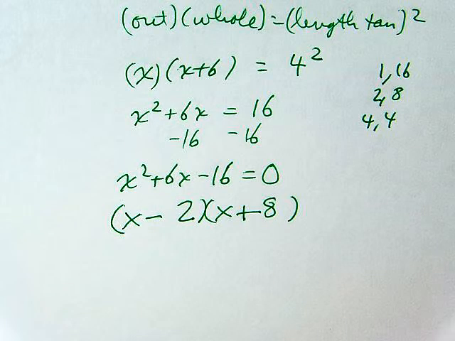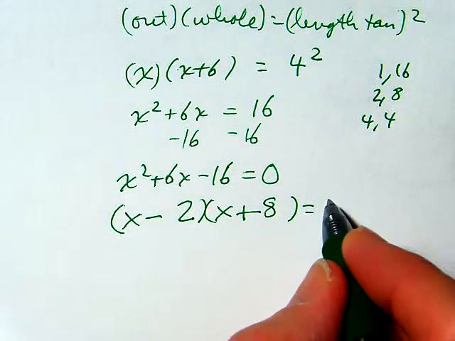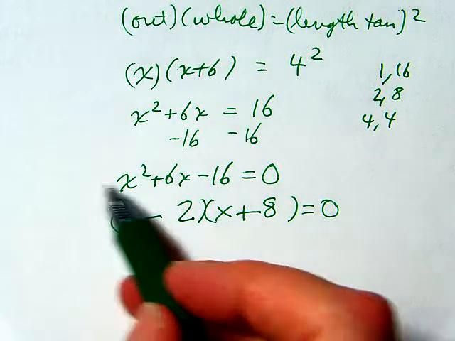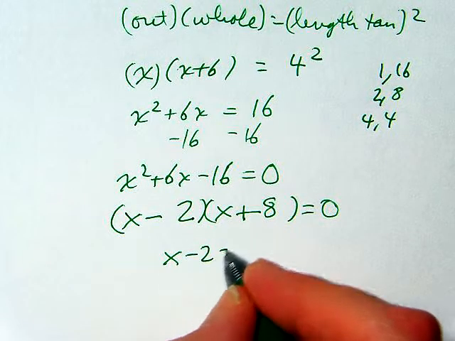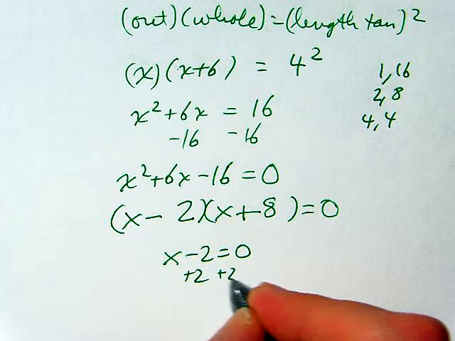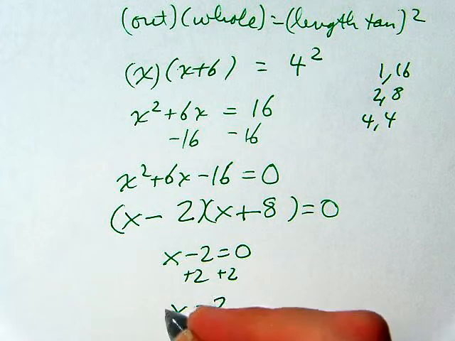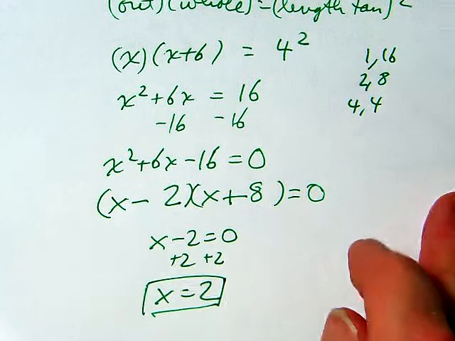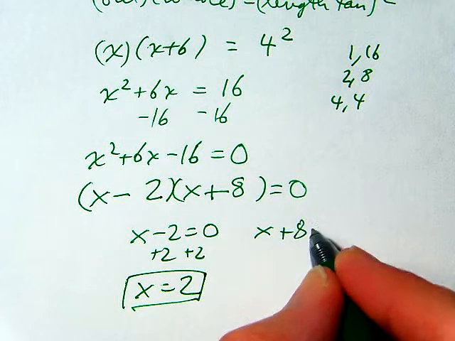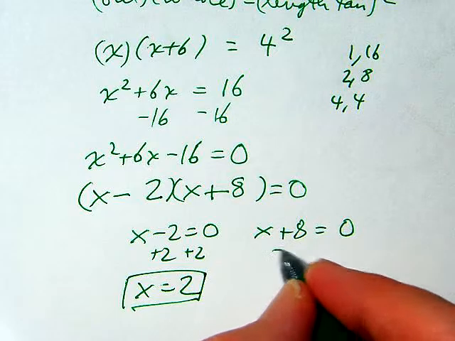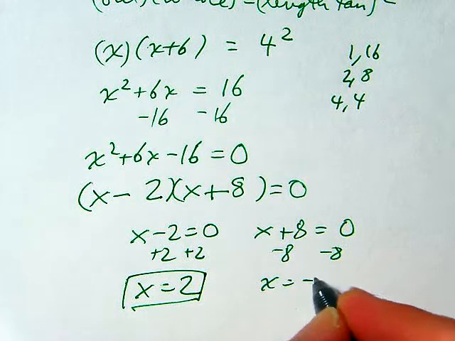If you want, you could FOIL this. In fact, maybe you should FOIL it just to check for yourself to be convinced that this is actually the factoring. So of course that equals 0. We have to set each factor equal to 0 to solve, to find out what the possible solutions are. One solution could be x equals 2, if we set x minus 2 equal to 0. If we set x plus 8 equal to 0, we get x equals negative 8.